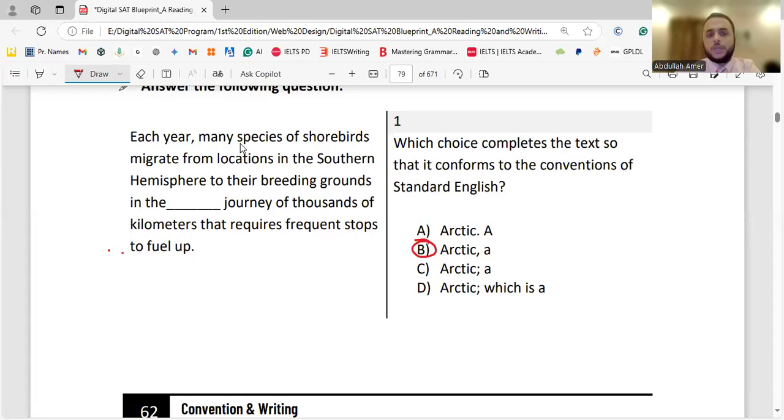If we get back here, each year, many species of shorebirds migrate from locations in the southern hemisphere to their breeding grounds in the Arctic. Then, comma, a journey of thousands of kilometers that requires frequent stops. So if we look at this part, a journey of thousands of kilometers, this is a final appositive, guys. And this final appositive talks about this migration journey. It defines this migration journey.